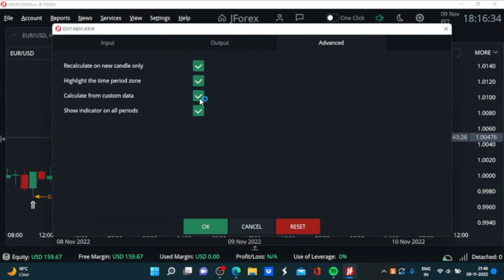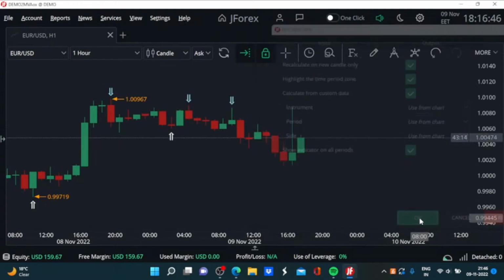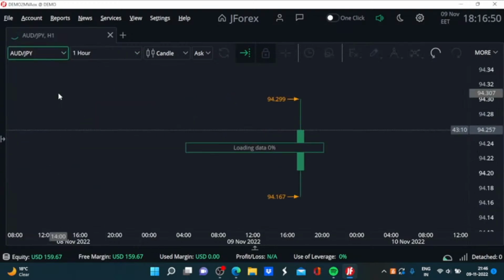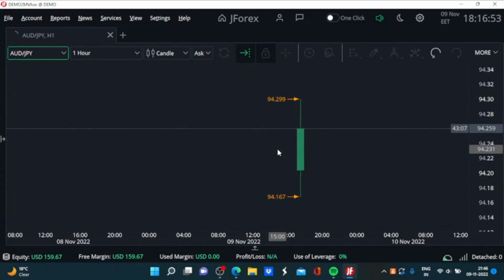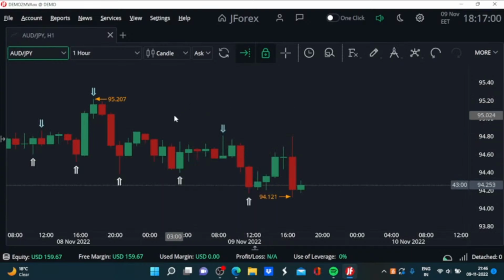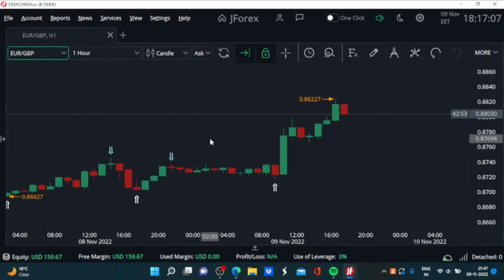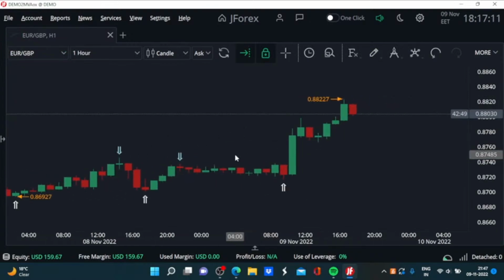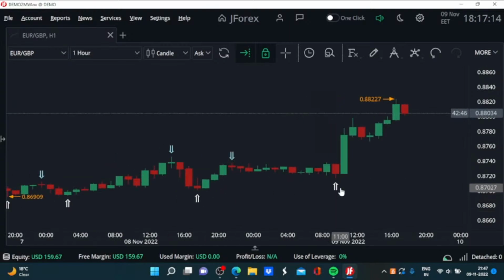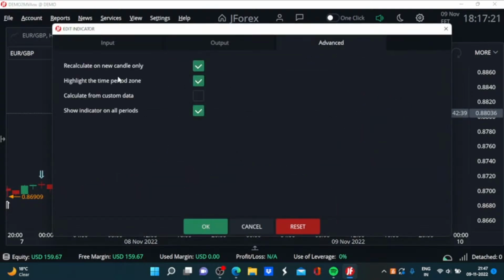Calculate from custom data. The customization can also be done for the calculation. You can utilize this fractal indicator for any instrument from the chart. So whenever you use a different instrument, suppose I change the chart to, for example, the AUD, then this fractal formation will take shape according to the pricing data of this AUD. So you can utilize this indicator for almost all of these instruments available on the platform, and then depending on your assessment you can go for trade initiation. Highlight the time period zone, calculate from custom data.